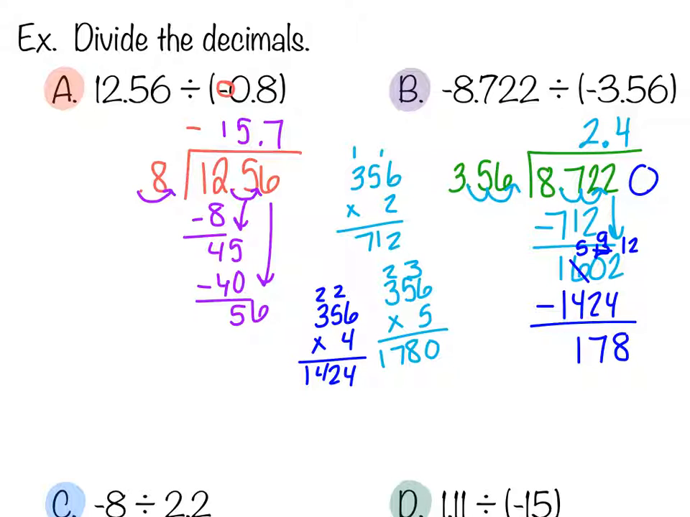Drop an extra 0 down, and that is why we do not erase our side work, because we already know that 356 will go in exactly 5 times. So our answer is positive 2.45.